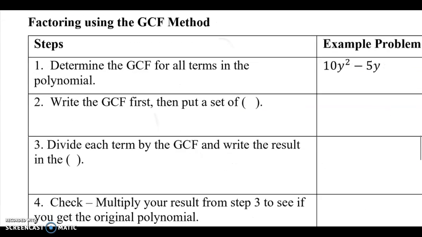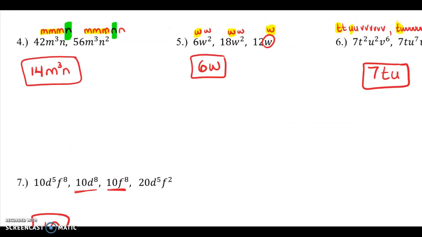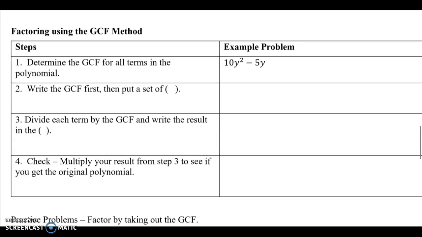What does that look like for us? That was just listing out monomials so we can figure out what the GCFs are. Now we're actually going to pull them out and write parentheses. So you're going to follow these 4 steps. You're going to determine what the GCF is. You're going to write the GCF on the outside of the parentheses and then divide each term by that GCF to figure out what should be left inside the parentheses. And then you can always check by multiplying using the distributive property.